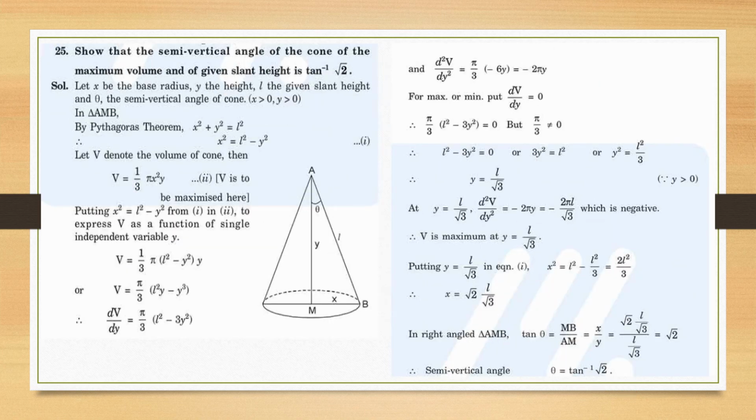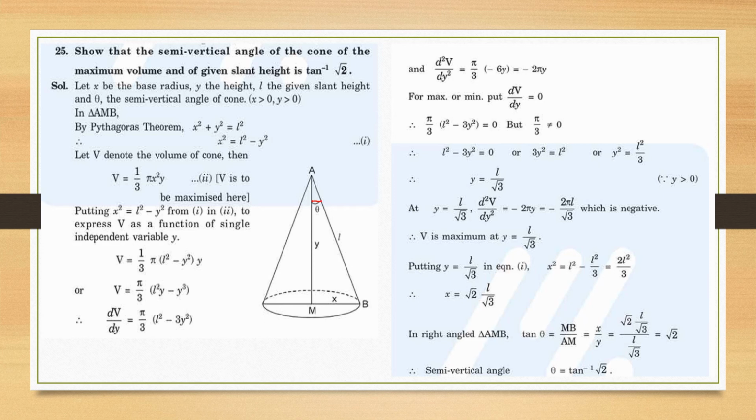Now show that the semi-vertical angle of a cone of maximum volume and of given slant height is tan inverse root 2. Again, the question of a cone: x is the radius, y is the height, l is the slant height, and this is the semi-vertical angle.